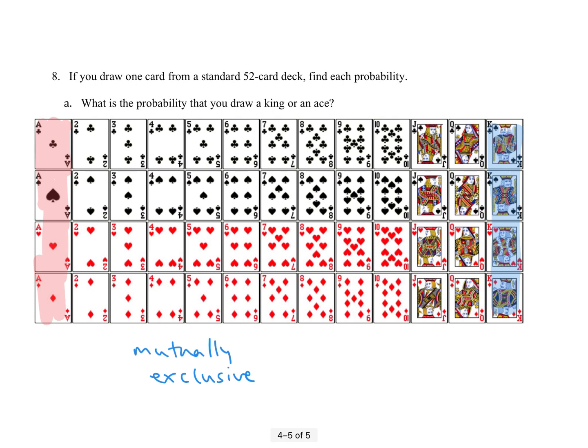So I just do the probability of getting an ace plus the probability of drawing a king. The probability of an ace is 4 out of 52. Probability of a king is also 4 out of 52. Add those together, we get 8 out of 52, which reduces to 2 out of 13.